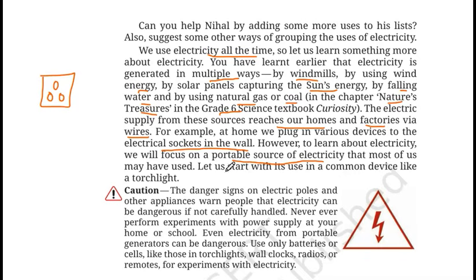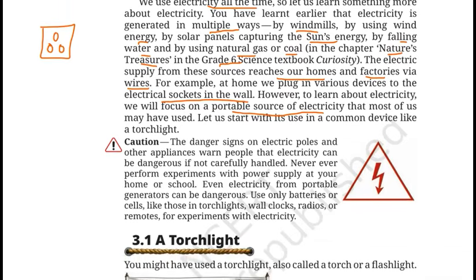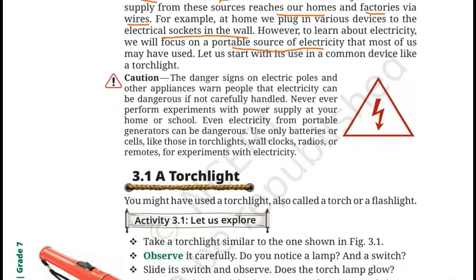Okay, that most of us may have used. Okay, so let us start. The most common device which is portable and has electricity is a torch light. So we all have a torch at our home, right? We keep it for emergency purposes in case electricity goes off, or if it is dark anywhere, then we need a torch, right? So let us learn about torch light.